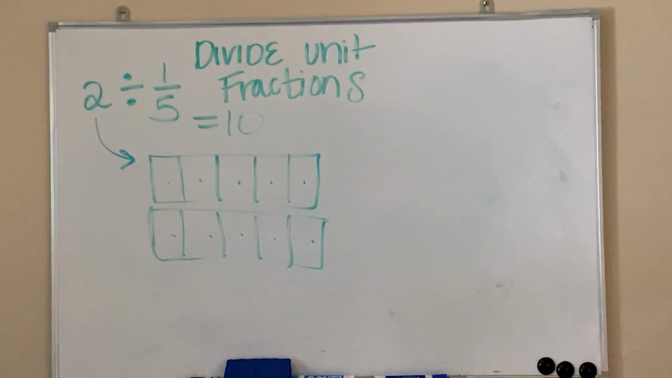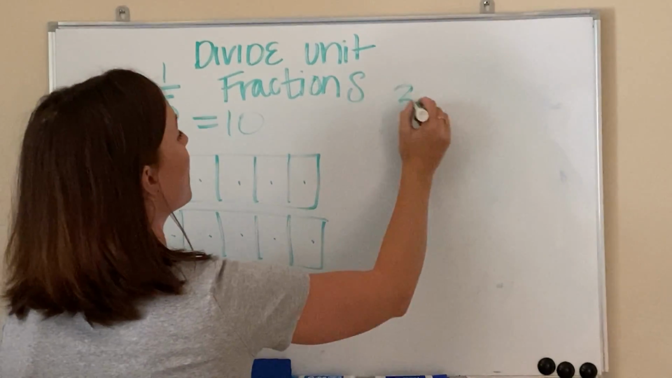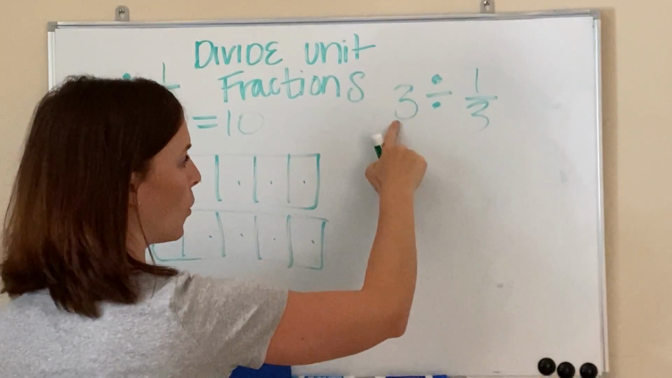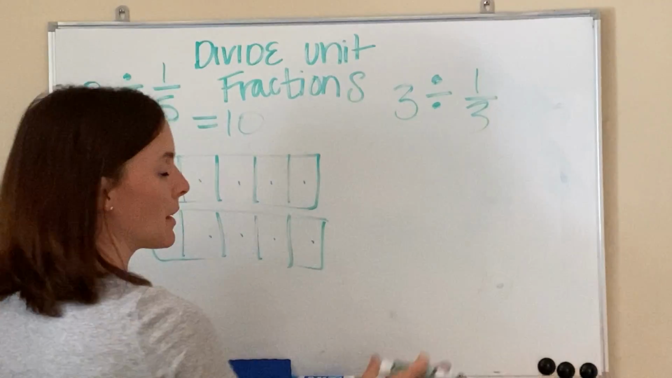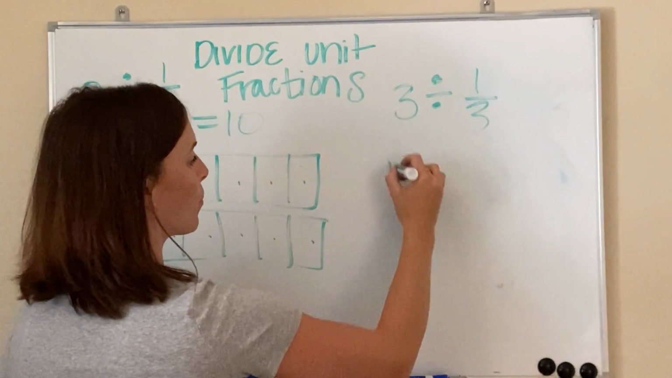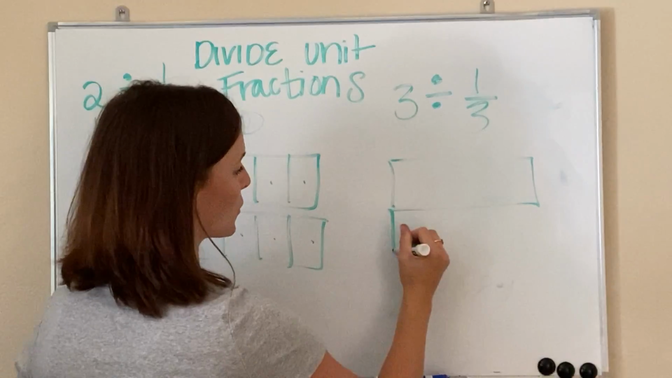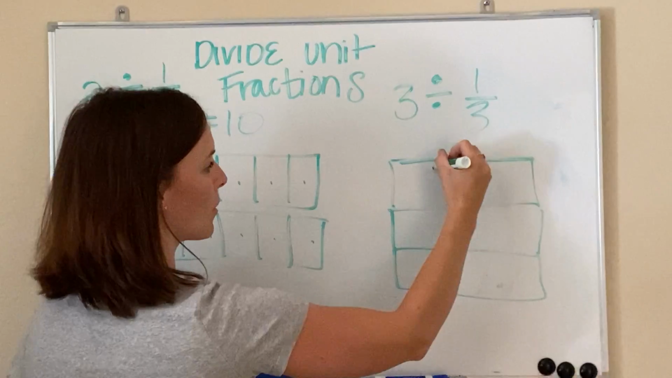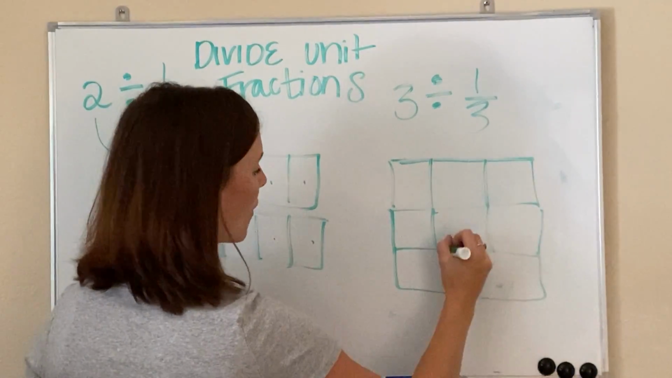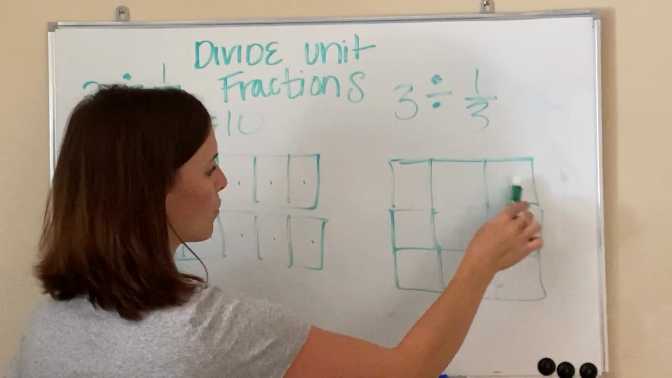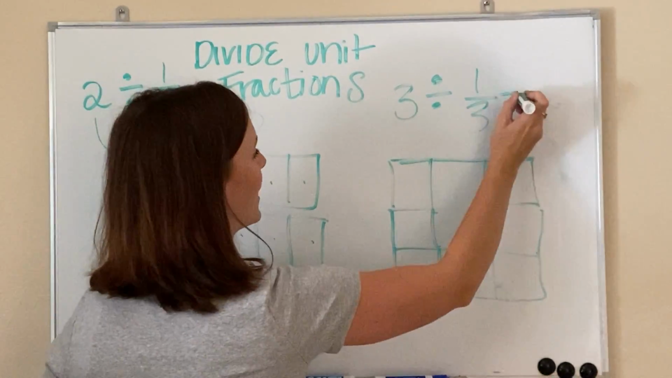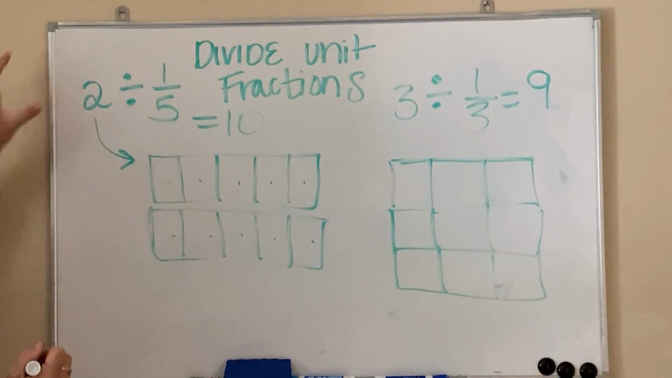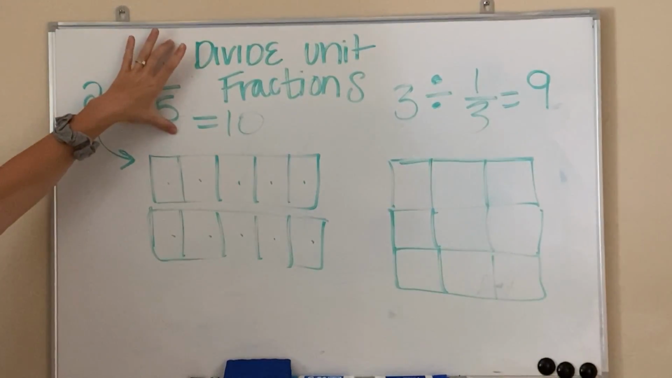Let's say I have 3 divided by 1/3. Now again, I'm dividing a whole number. My whole number is in the front of the equation. That's the only time this applies. So take 3 bar diagrams or 3 wholes, and they want them broken up into thirds. Each of them broken up into thirds. And then count how many pieces you have. 1, 2, 3, 4, 5, 6, 7, 8, 9. My answer is 9.